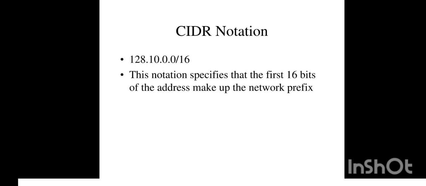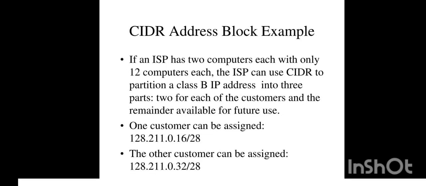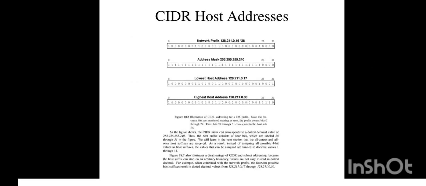Now the CIDR notation. CIDR notation means the first 16 bits of the address make up the network prefix. An ISP can use a CIDR partition of a class B into 3 parts, 2 for customers and the remainder 1 for future use. So they can be divided into 3. One customer can be assigned a 16-bit prefix and the other can be assigned in the other type. Here is shown the CIDR host address, the network prefix, address mask, lowest host address and highest host address. From this diagram you can understand the bits are represented in different forms.